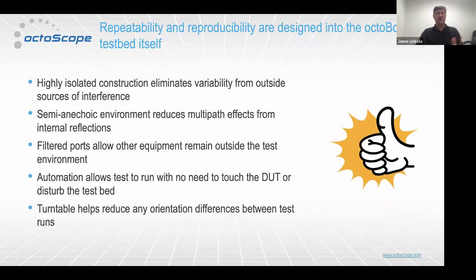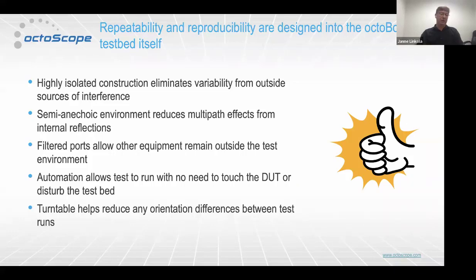In the Octobox case, we're using highly isolated construction. This eliminates any kind of variability from the outside. We're using RF absorbing foam inside the chamber to create a semi-anechoic environment. It basically reduces the multi-path effects to almost nothing. Maybe you get a couple of reflections, but the signal is so attenuated at that point that there's very little multi-path happening inside the environment. We have some connections to the outside world, electricity, for example, but it's through filtered ports. So no interference is injected through those ports.